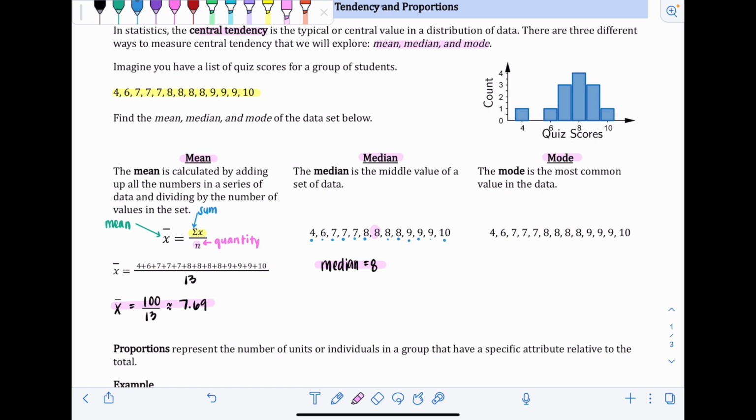So if we look at how many of each number we have, we only have 1 four, we have 1 six, we have 3 sevens, we have, let's see, 1, 2, 3, 4 eights. You don't have to underline them like I am. I just wanted to be a little bit more visual. We have 3 nines, and then we have a 10. So the number that we have the most of, that's going to be our mode, and we have 4 eights, so our mode is 8.